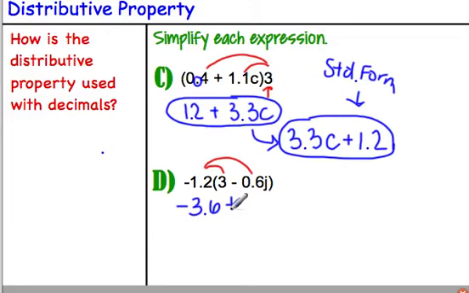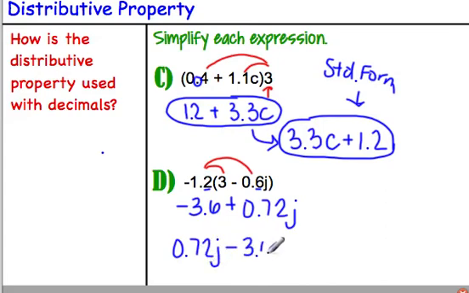And if I take 12 times 6, I know that's 72. And because I have 1 decimal place here and 1 decimal place here, I know I need 2 in my answer, which would be 0.72J. Now we need to put this into standard form, which would be 0.72J minus 3 6/10 because the 3 6/10 is negative.